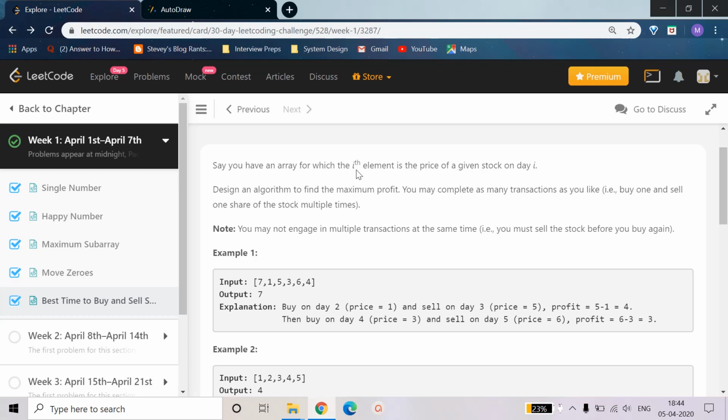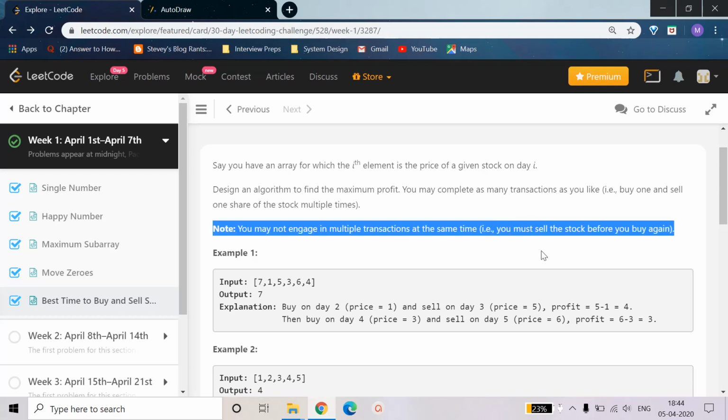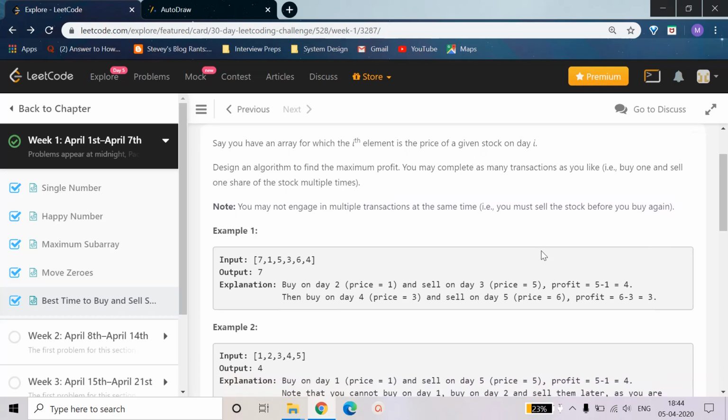If you want to know what short selling is, you can search it out on Wikipedia. You'll probably get a lot of information. But for our case, short selling is not allowed. So we can only buy at a lower price and sell it when we are getting a profit.